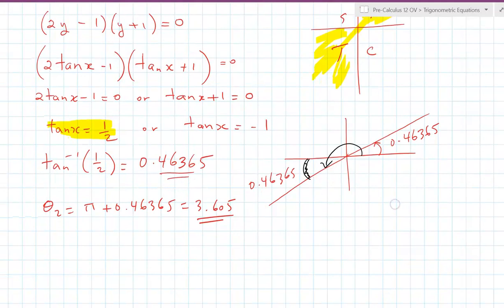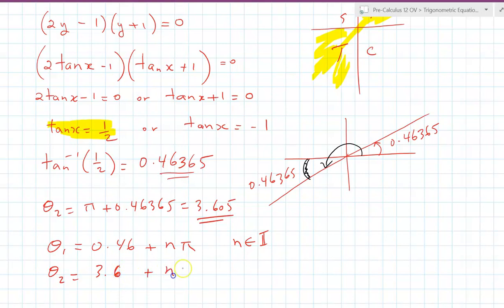Great, now we're going to go ahead and do the general term on that. So theta 1 will end up being 0.46365. Now let's actually truncate that to 2 decimals just for simplicity's sake, plus n pi. Okay, and again n belongs to the integers, and theta 2 is 3.605, and in this case let's change it to 2 decimals. That's good, plus n pi again, and it's the same idea. So those two are the general solution for the first equation.